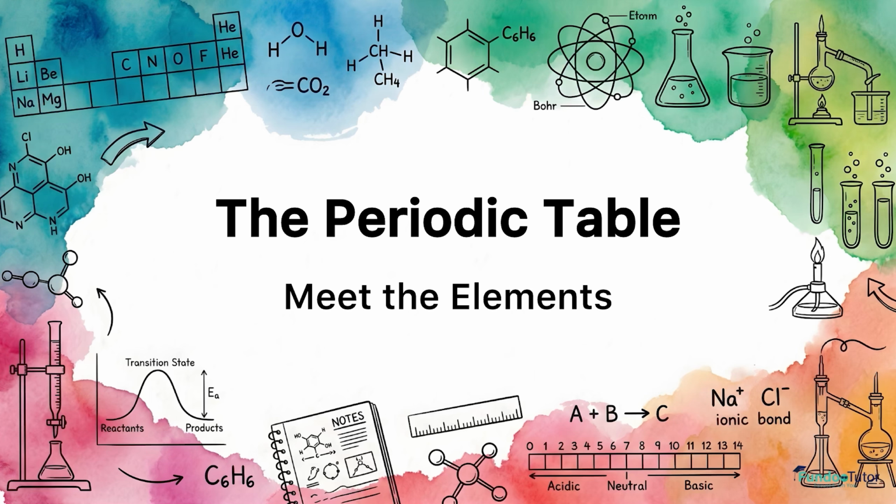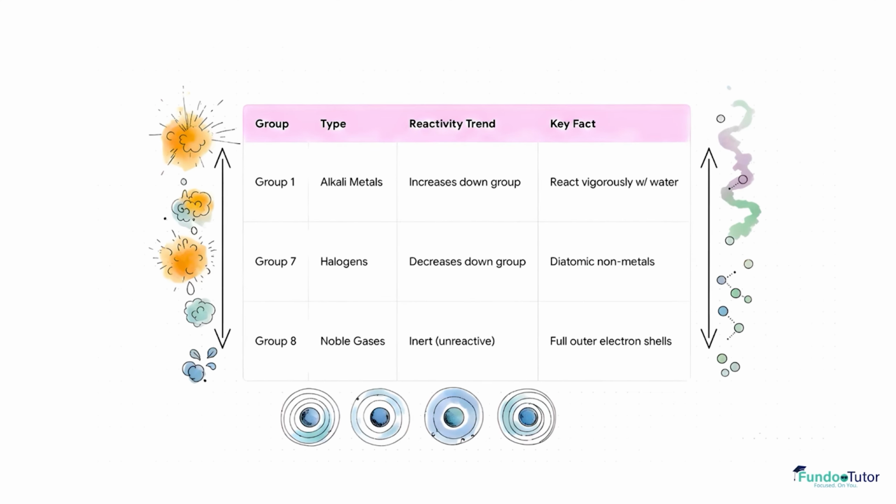And now it's time for section 4, a quick tour of your best friend in the chemistry exam, the periodic table. We're just going to focus on the key groups and the trends you need to know. This table is a perfect summary. Let's look at group 1, the alkali metals. As you go down the group, their reactivity increases.